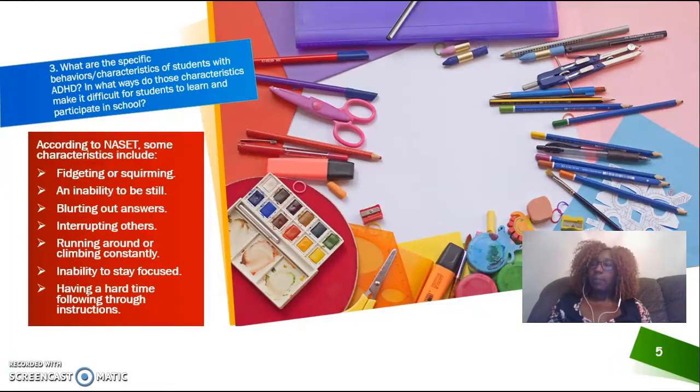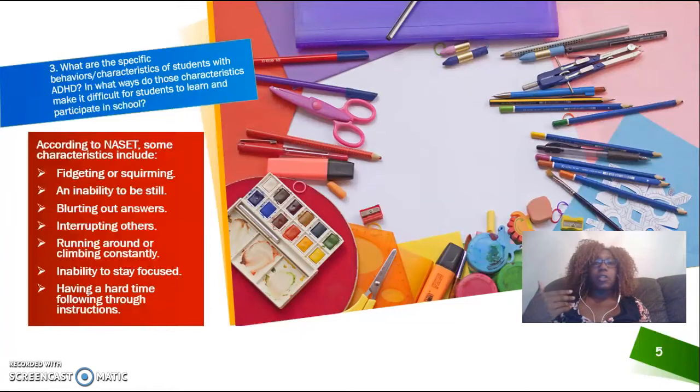Question number 3. What are the specific behaviors, characteristics of students with ADHD? And the other question, in what ways do those characteristics make it difficult for students to learn and participate in school? According to the website, some characteristics include children can fidget, they can squirm a lot, inability to be still, they're interrupting others.